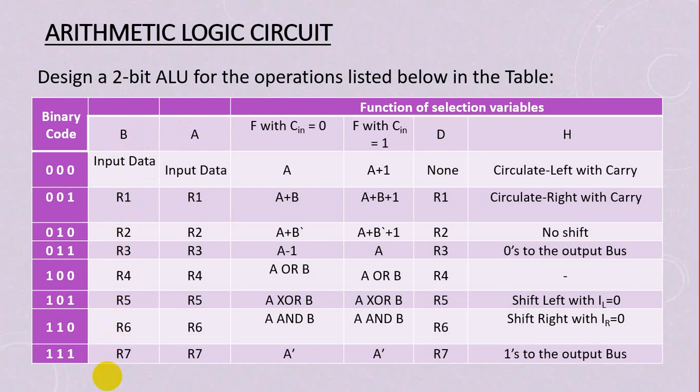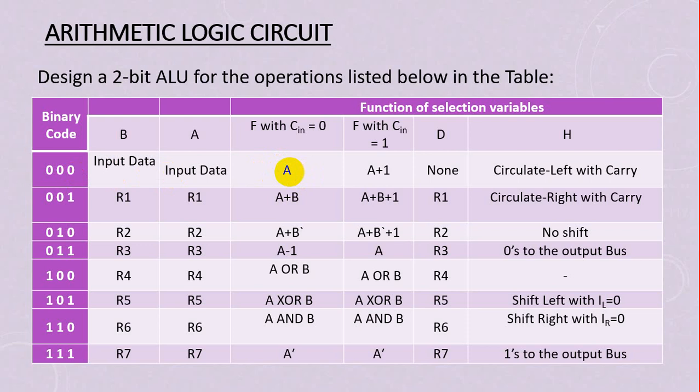There are 7 registers. These registers will hold the value of variable A or B, or the result, whatever it is. Input, output. These are temporary registers. Now, the function with carry equal to 0 and the function with carry equal to 1. So we have summarized. Look at over here. Depending on the selection pins S0, S1, and S2.